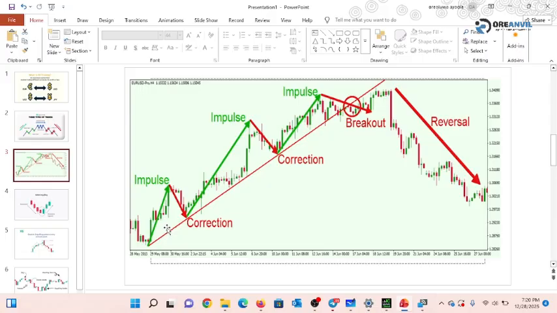And before markets move to the upside, there's two things it usually does. It makes an impulsive move. It corrects. It makes an impulsive move. It does correction. It makes an impulsive move. It does correction. And that is how it does.